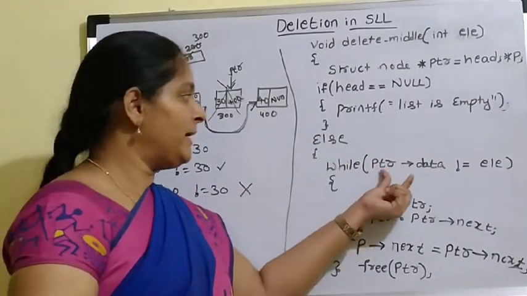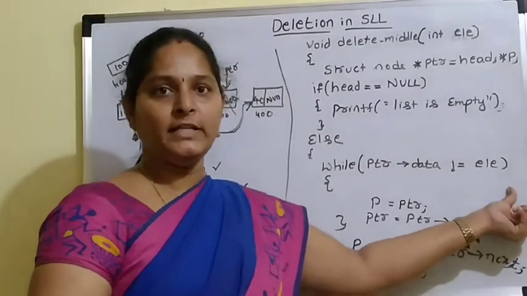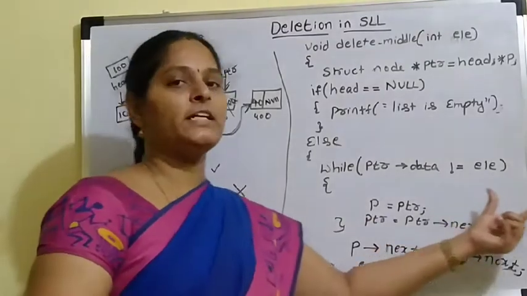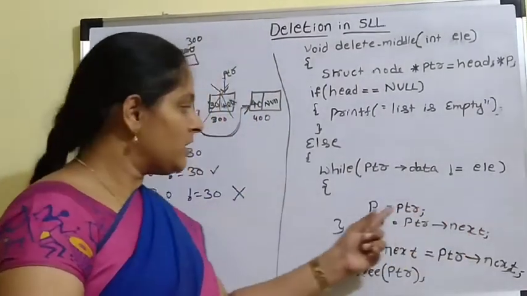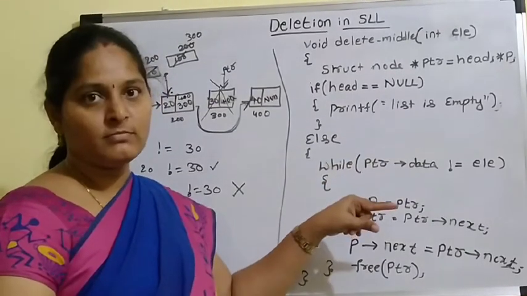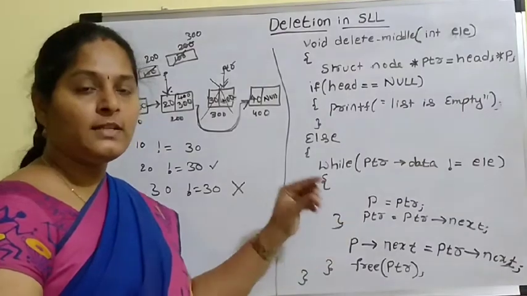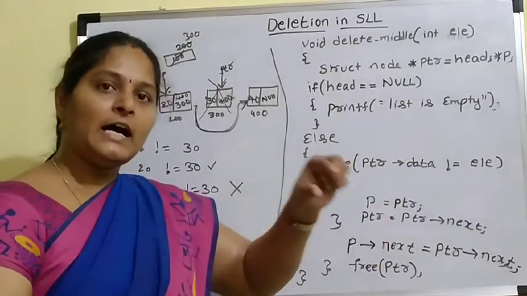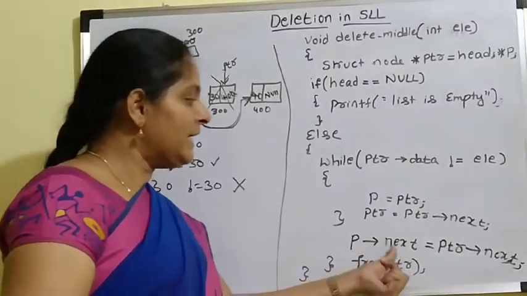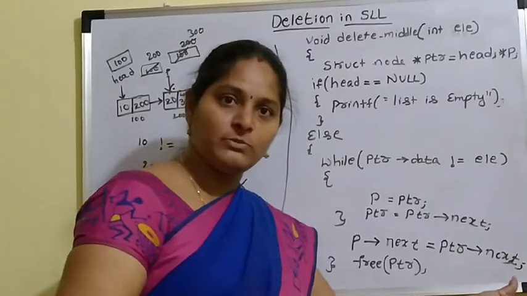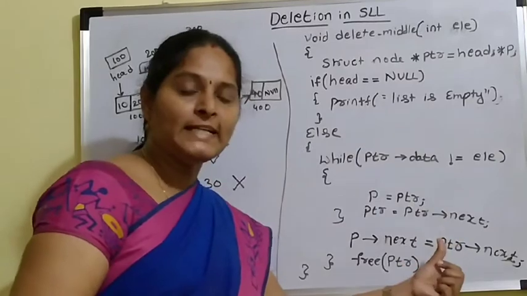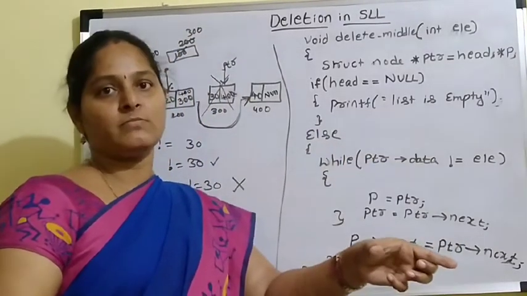data. If PTR data is not equal to deleting element, then give the PTR address to the P and move the PTR to the next position. So this loop repeats until you find the deleting node. Once you find the deleting node, that deleting node is pointed by PTR and deleting node's previous node is pointed by P. Now in P next we should save PTR next value. If you execute this statement, automatically PTR will be separated from the list.